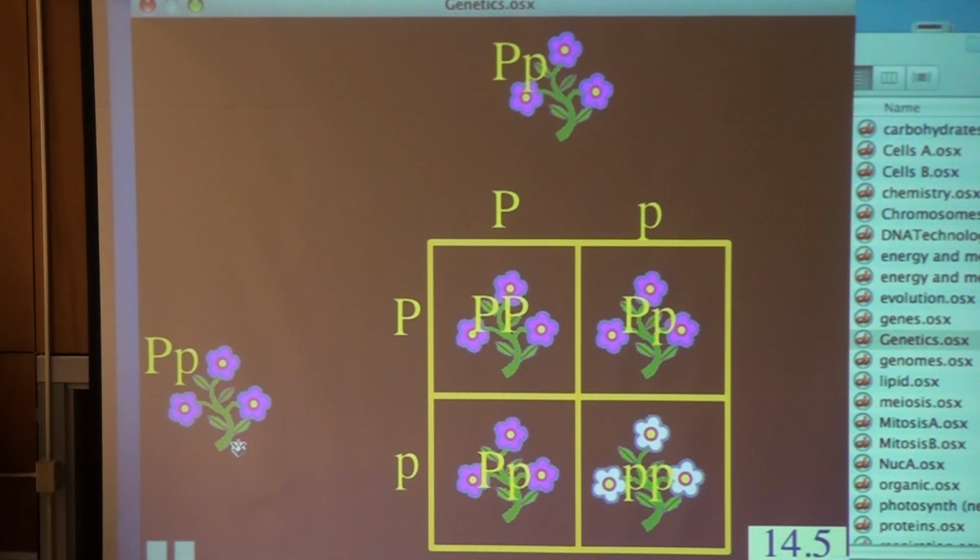Okay, now maybe I should take a moment here just to talk about what the results of a Punnett square mean, and exactly what they don't mean.